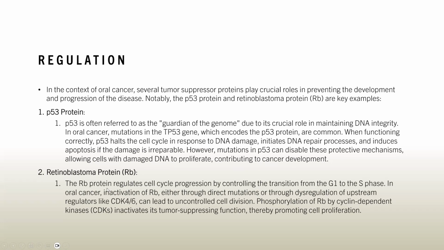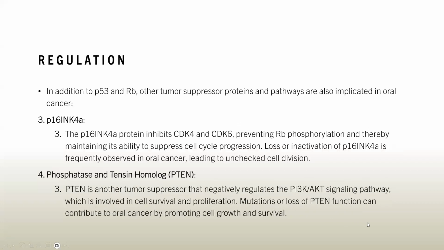Retinoblastoma protein, RB. The RB protein regulates cell cycle progression by controlling the transition from the G1 to the S phase. In oral cancer, inactivation of RB, either through direct mutations or through dysregulation of upstream regulators like CDK4 or 6, can lead to uncontrolled cell division. Phosphorylation of RB by cyclin-dependent kinases, CDKs, inactivates its tumor-suppressing function, thereby promoting cell proliferation.